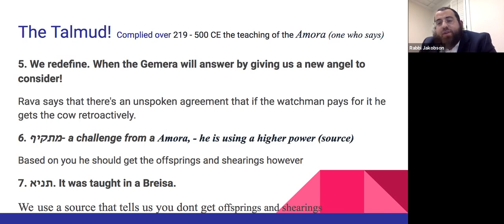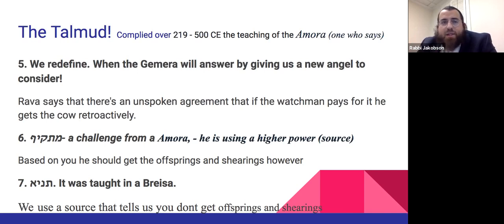Rava says as follows. You have thought, you understood that the Mishnah is that I'm only buying the futures. I'm going to tell you that at the moment of purchase, when I, the watchman, paid you instead of swearing to you, you not only sold me the futures, you didn't just sell me the financial rights, you also sold me the actual cow from the moment of deposit.